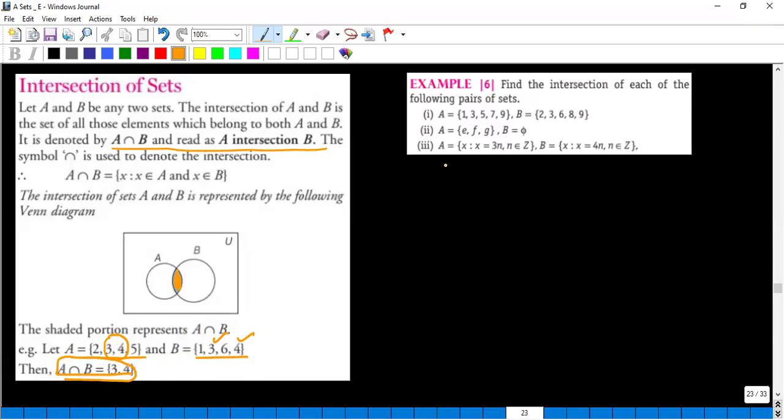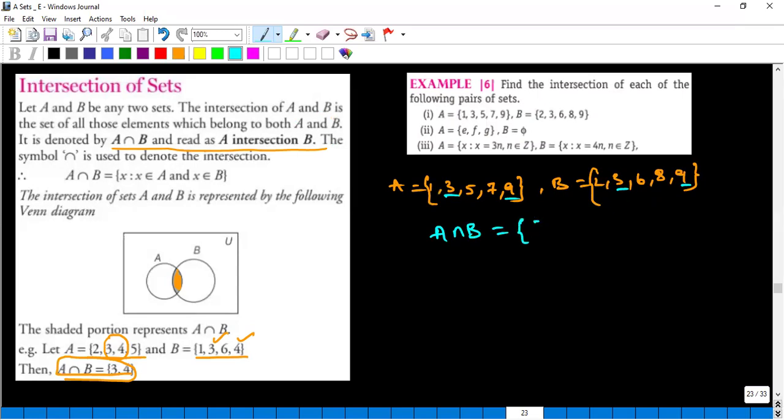Okay, let us see some examples. I have set A like this 1, 3, 5, 7, 9 and set B like this 2, 3, 6, 8, 9. Mark the common elements. We have 3 in both sets. We have 9 in both sets. Any other element? No. So A intersection B is 3 comma 9.